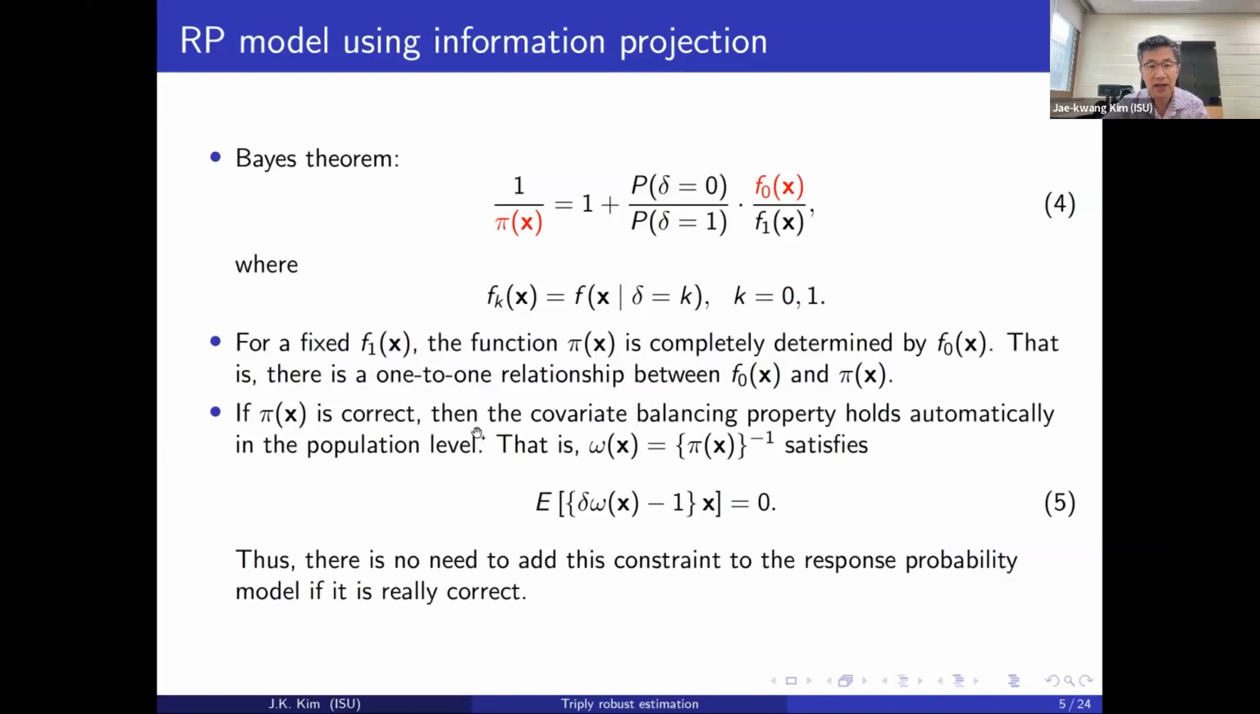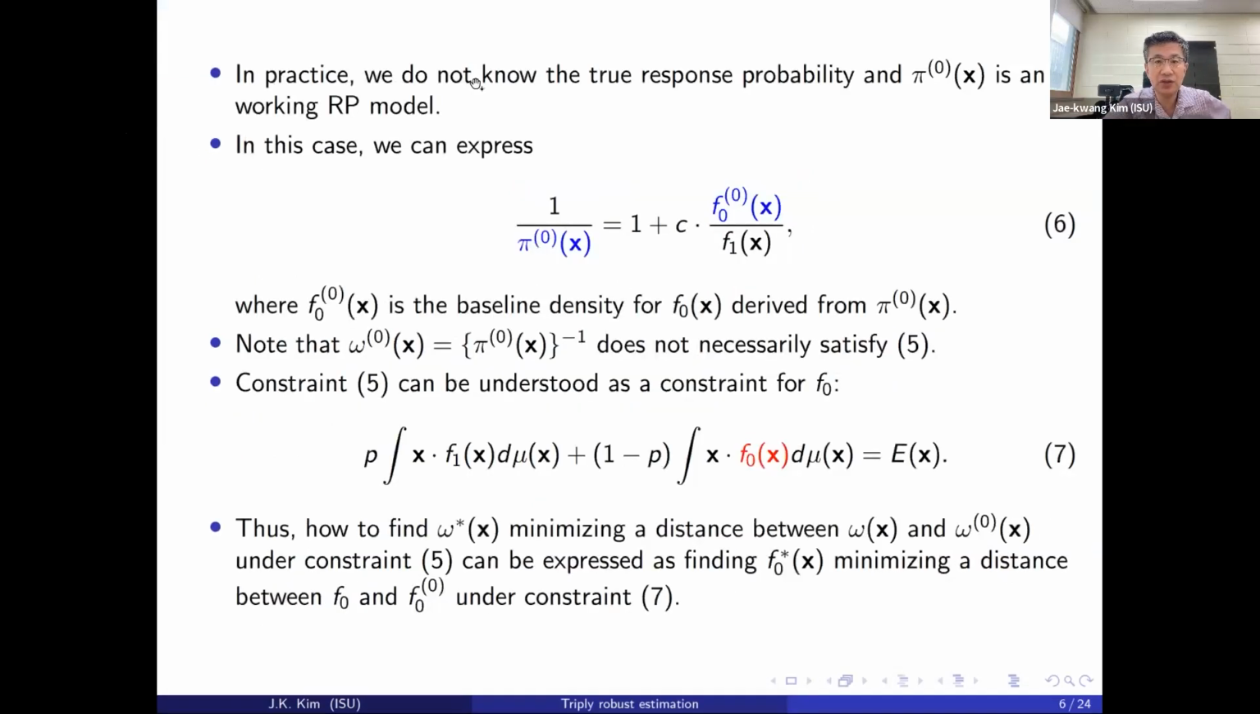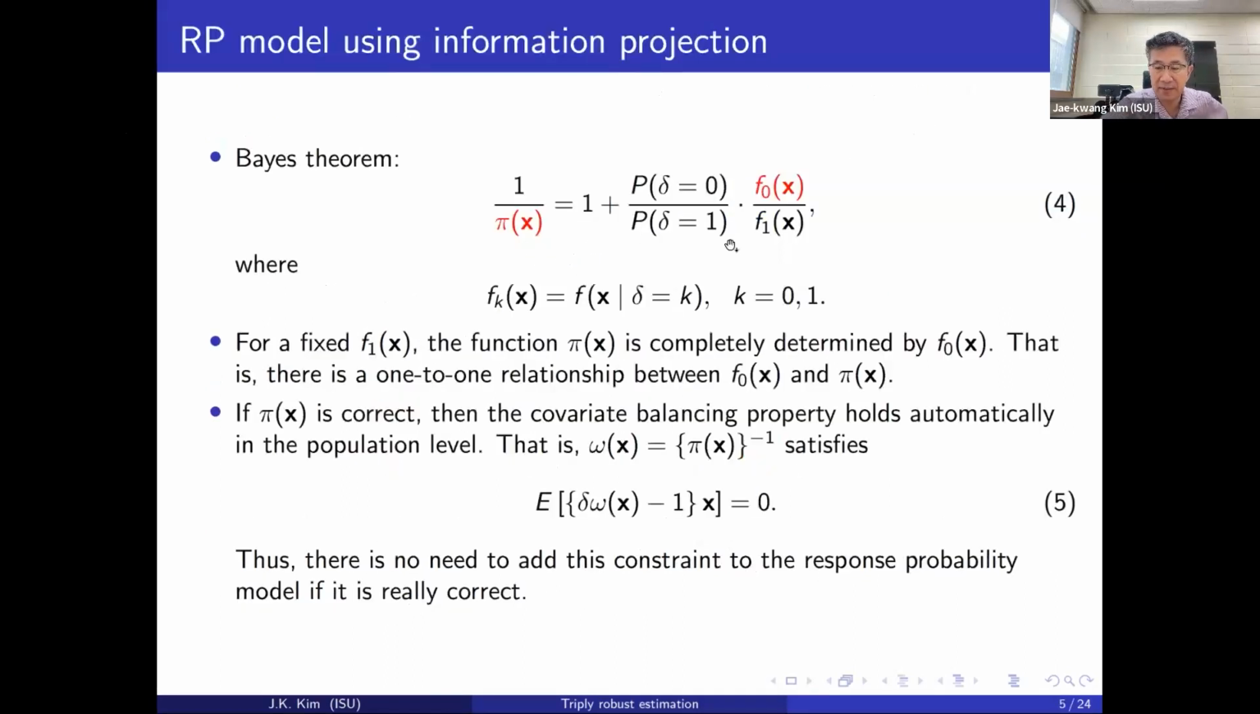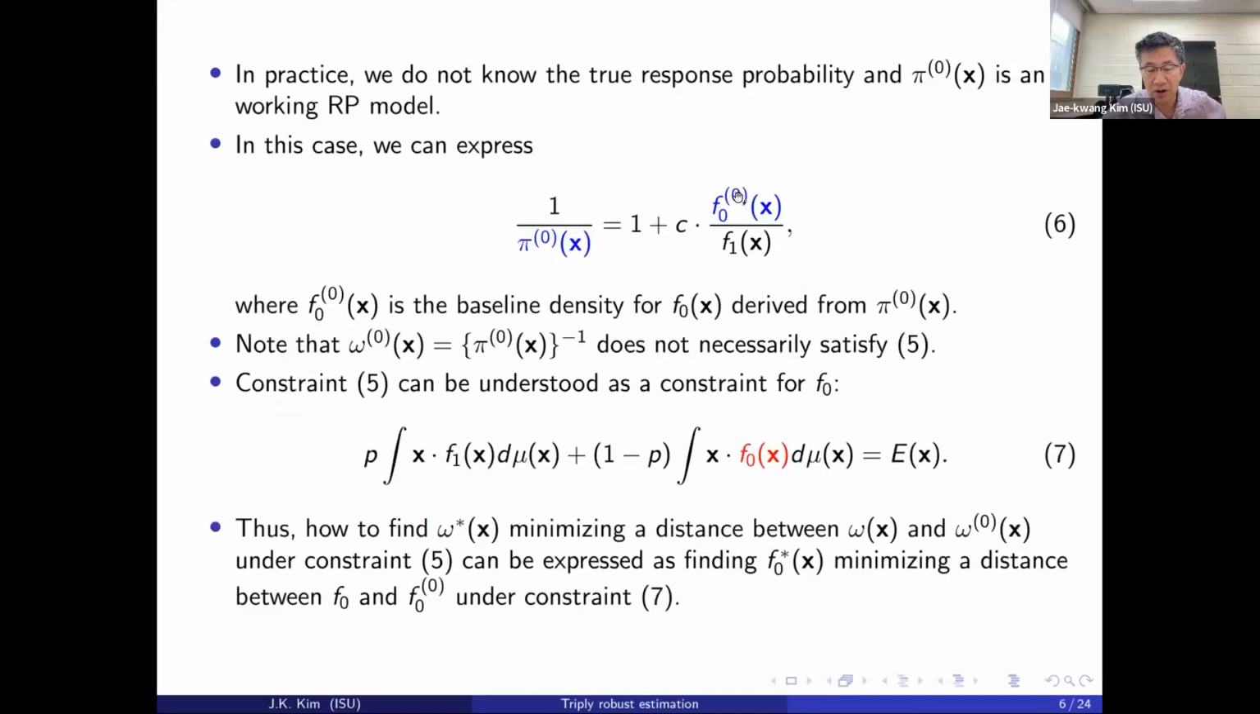If pi x is correct, then the covariate balancing property holds automatically at the population level. That is, this weight already satisfies covariate balancing, so there is no need to add this constraint to the response probability model if it is really correct. In practice, we do not know the true response probability, and pi 0 is just the working response probability model. In that case, conceptually, we can use the same Bayes theorem to obtain the corresponding f0 null, which is the baseline density for f0 derived from pi null.